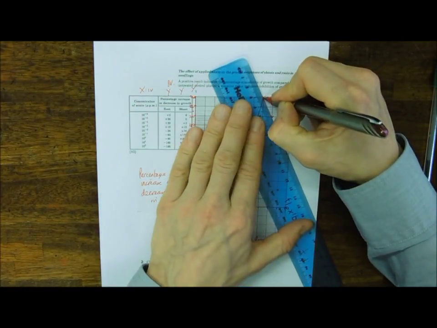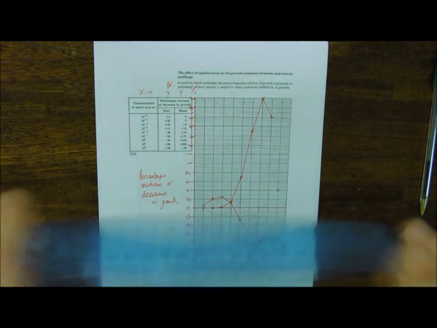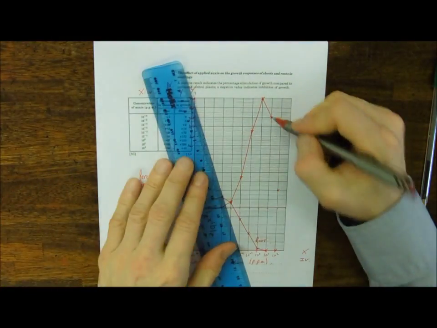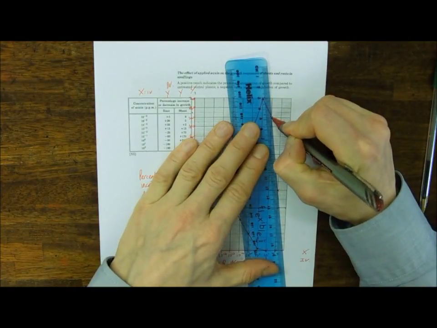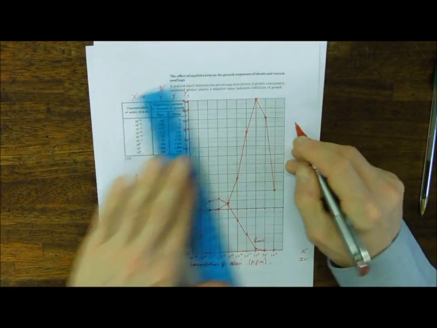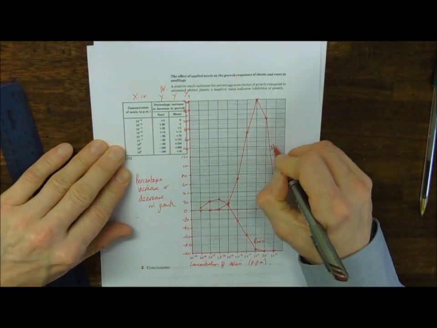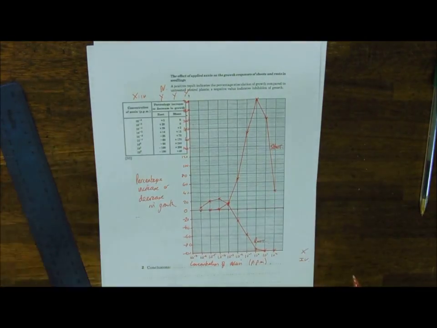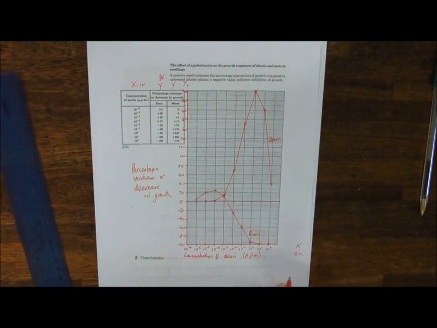Not a brilliant straight line, that. It comes from having a bendy ruler. I hope you've got a straighter ruler than me. And there we go, and let's label that line as shoot. And there's our graph, and hopefully we've got some kind of clear trends now.